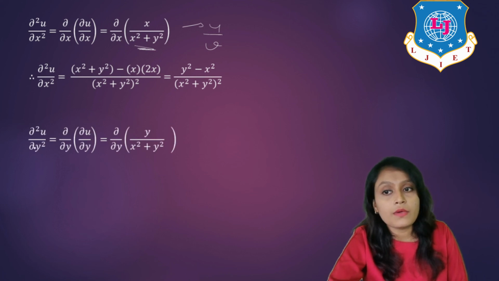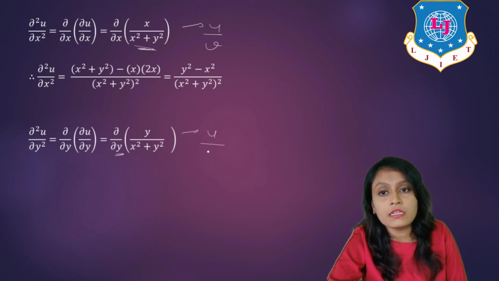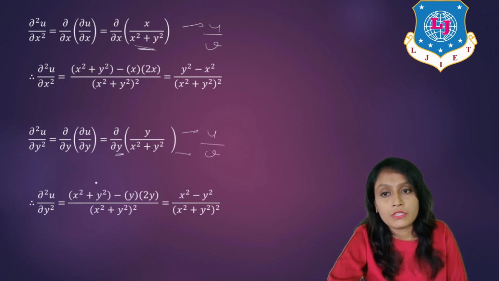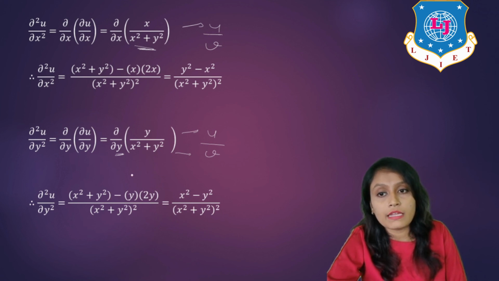Next, del square u by del y square, that is del by del y of del u by del y. So del by del y as it is, the answer of del u by del y is y upon x square plus y square. Now again we have to take derivative with respect to y, keeping x as a constant. So for this again we will apply the u upon v rule formula. Denominator as it is, derivative of numerator, that is 1, minus numerator as it is, derivative of denominator with respect to y. So here we have 2y upon denominator square. Simplify this, so you will get x square minus y square upon x square plus y square whole square.